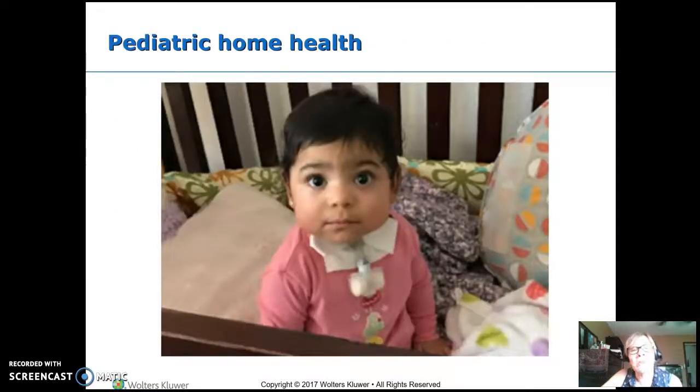So here's a child who's home with a trach. When you have a trach, you've got to have spare trachs in case it comes out. The family's got to be comfortable putting it back in because they don't have time to call somebody. If it comes out, they're the ones putting it back in. You've got to have suction in case it gets lodged. So a lot of things we've got to teach them. But look how cute she is. You want her home, not at the hospital.